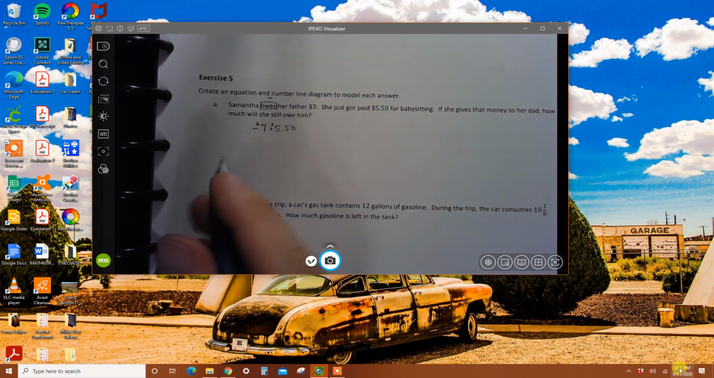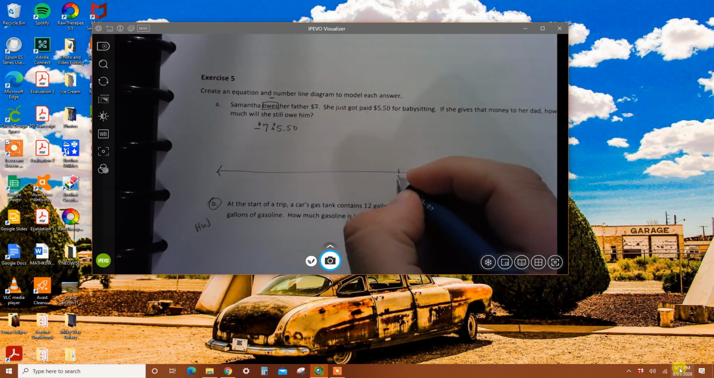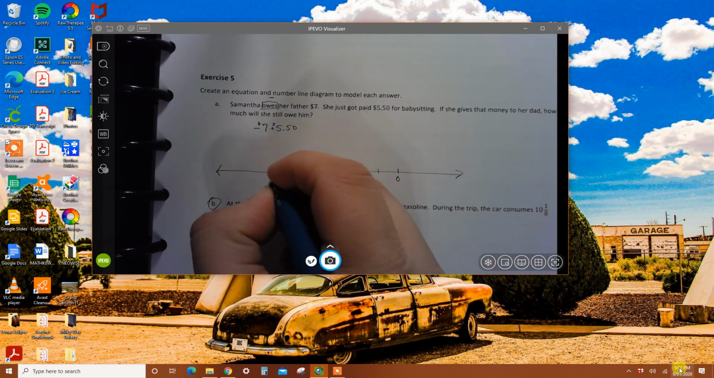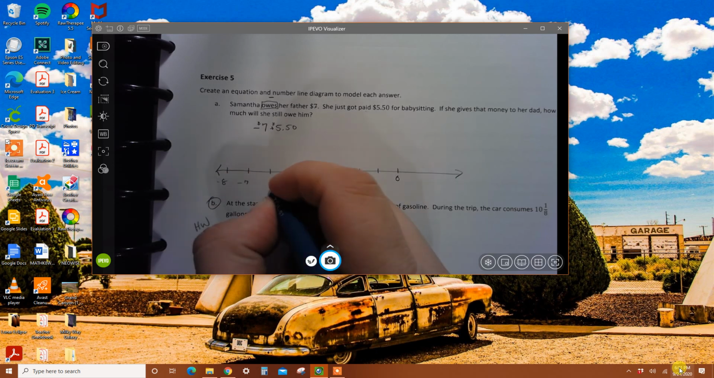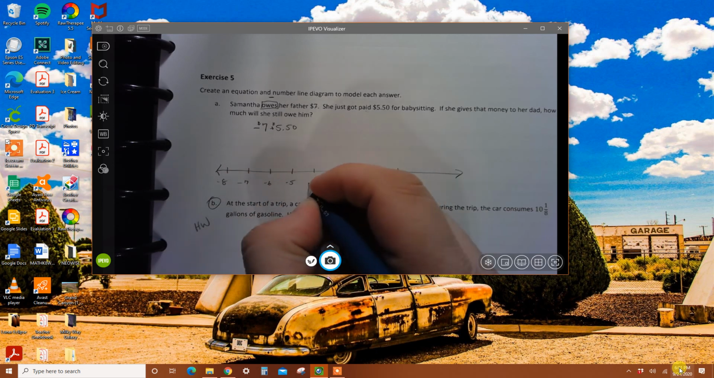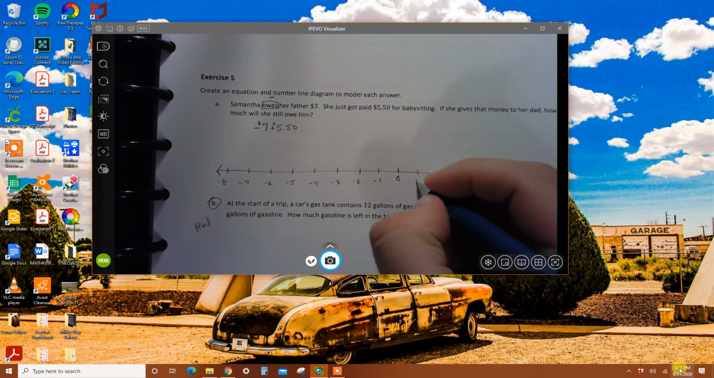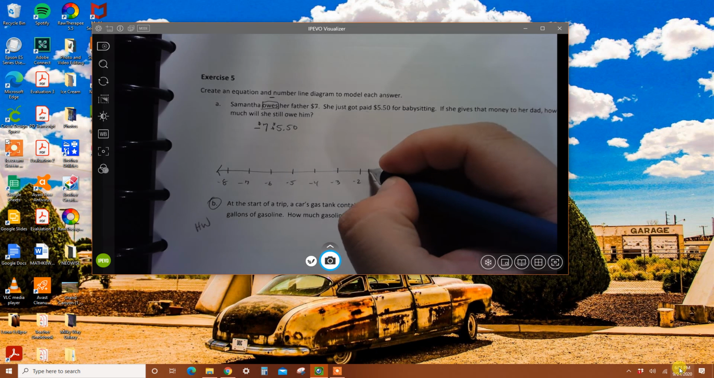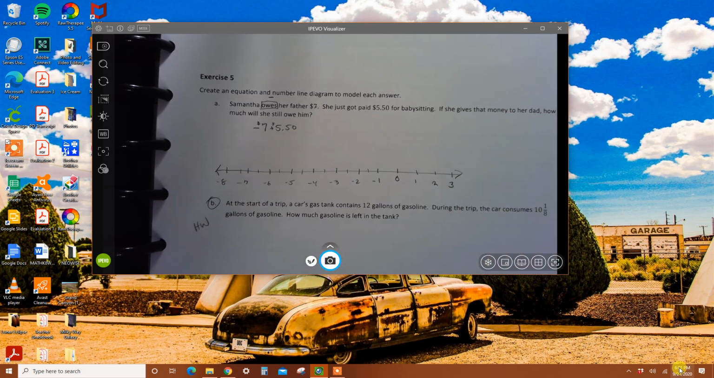Okay? So I got to use a number line according to this. It says use the number line diagram. So I'm going to do that. All right? 0, 1, 2, 3, 4, 5, 6, 7, 8. So negative 8, negative 7, negative 6, negative 5, negative 4, negative 3, negative 2, negative 1, and 0, positive 1, positive 2, and positive 3. All right, now in the middle here are our halves, so let's make sure we write those down.